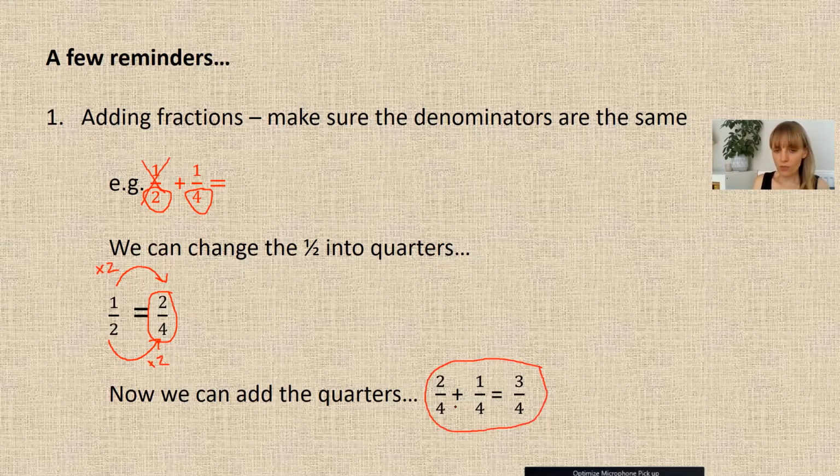So 2 quarters, which was the same as a 1/2, plus 1/4 is 3/4. So do you notice how you're not adding the denominators, you only add the numerators, the number at the top. We don't need to add the denominators because they are now the same. So that's a thing to remember. Same for subtraction. They have to be the same, and then you just subtract the numerators from the top.